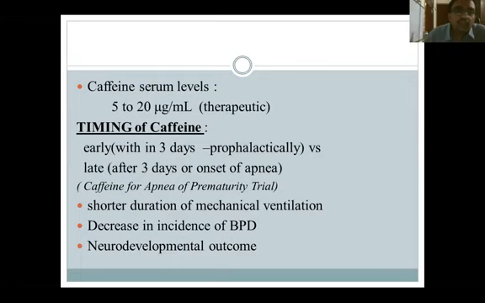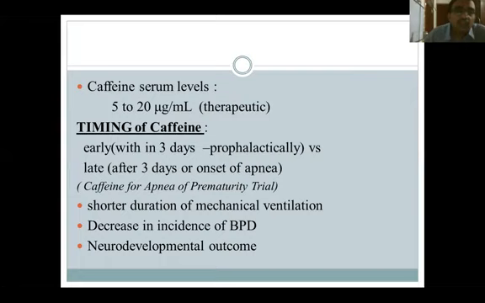The most important, I think, is when to start. So this is still unclear, but recently I got the largest trial for the apnea of prematurity with the caffeine. Earlier, what used to be, after onset of apnea, used to give the caffeine.